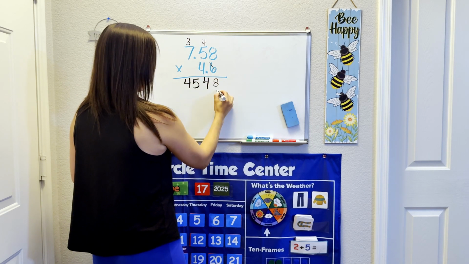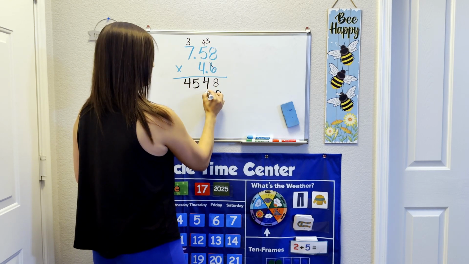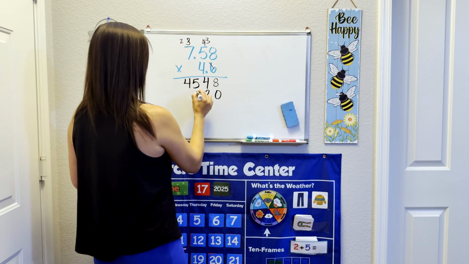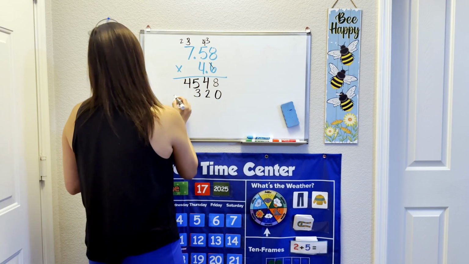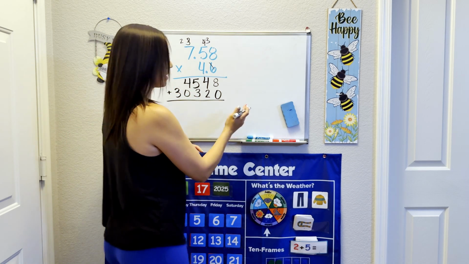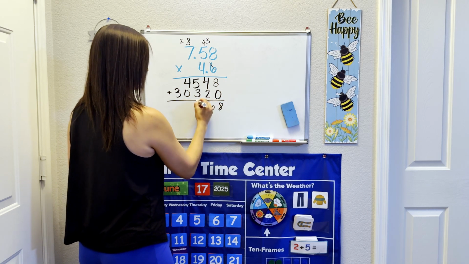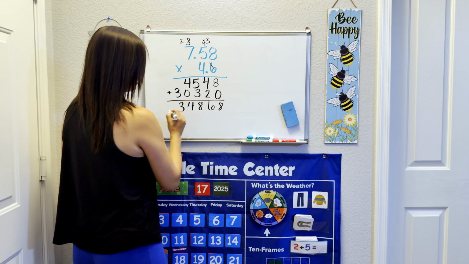Next, we're going to do our tens place. So 4 times 8 is 32. 4 times 5 is 20, plus 3 more will give us 23. And 7 times 4 is 28, plus 2 more will give us 30. Our next step in multiplying is we're going to add everything across. So we have 8, 6, 5, 6, 7, 8, 4, and 3.